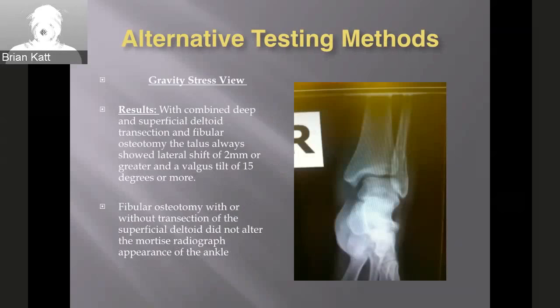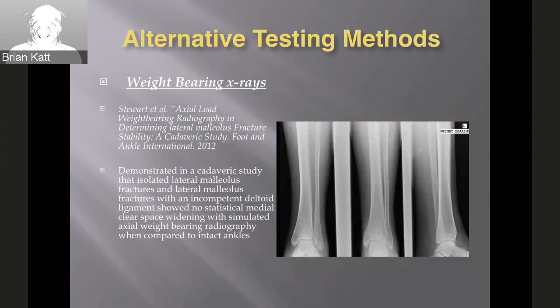Gravity stress views you can take. That's another option to just try to see if the ankle appears unstable, indicating deltoid injury. Weight-bearing X-rays, I think that would, in theory, make sense too. If you let the patient stand on it for an X-ray and the ankle looks completely stable, then they should be fine to walk on it.